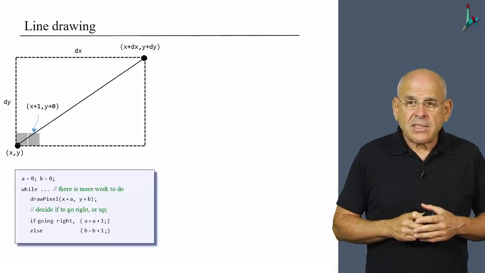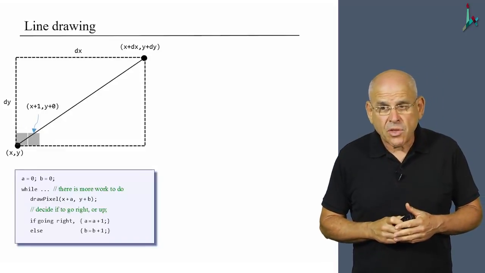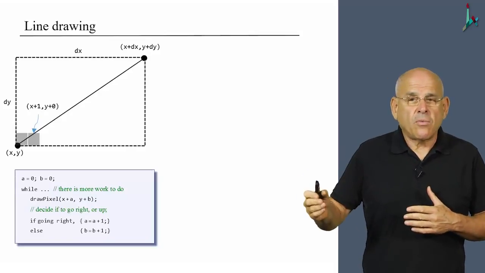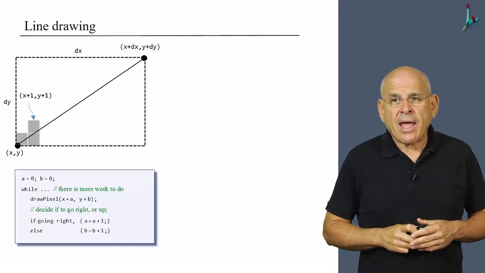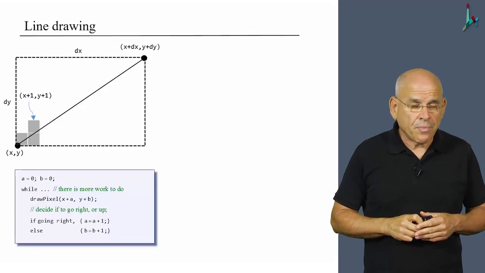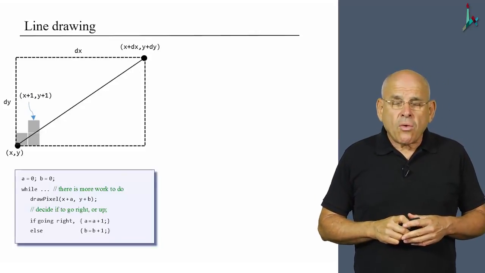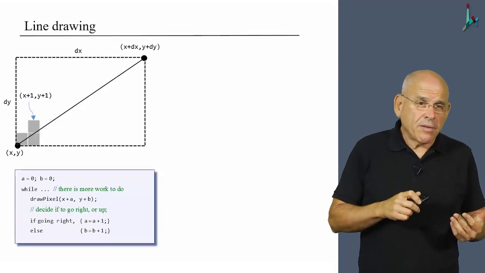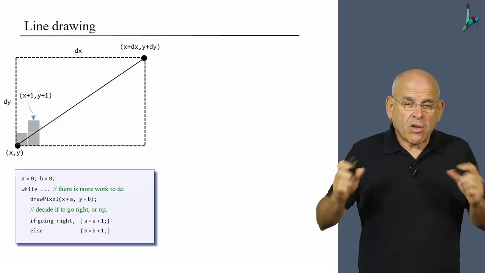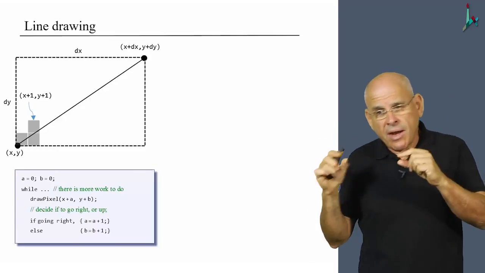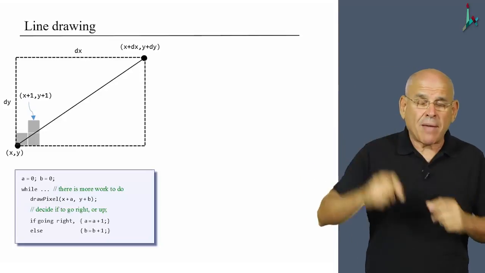And now I see that I have to go up. So I'm going to leave a intact, and b will become 1. And therefore, going back to the while loop, I'm going to draw this pixel now. So you see that in each iteration, I either increment a or b. I never increment both, because we decided to avoid going diagonally. So either a goes up by 1 or b goes up by 1.